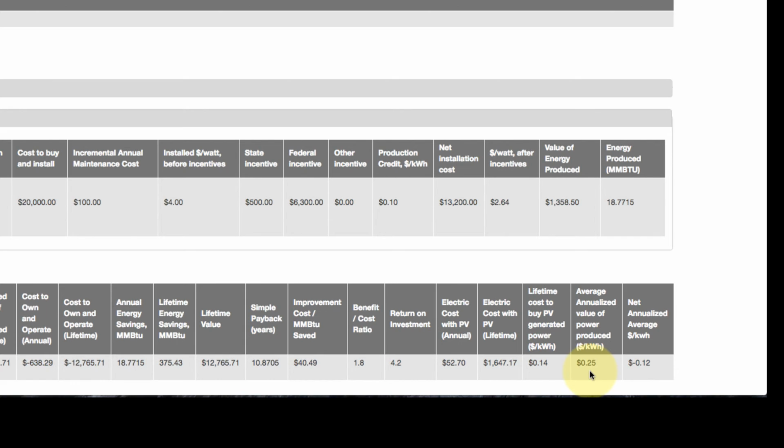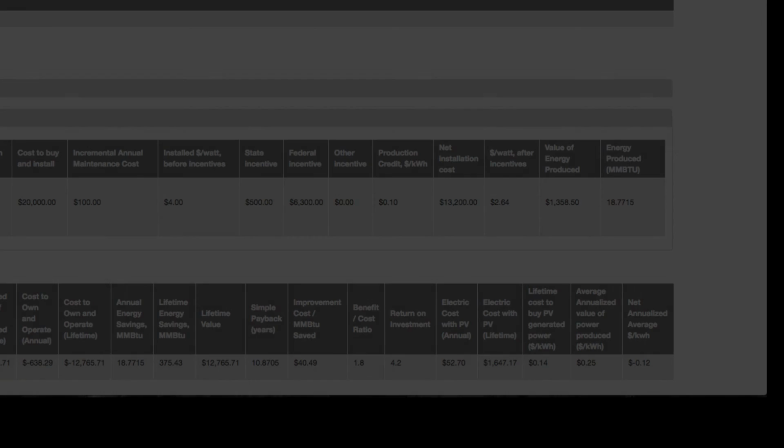The average annualized value of power produced is the dollar value of all the energy produced over the life of your PV system divided by the lifetime kilowatt hours produced. This figure does include the value of the feed-in tariff that you may have entered. And that's all there is to add renewable energy systems to your project.